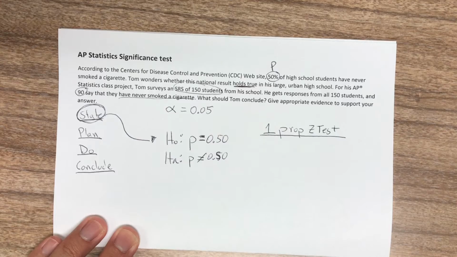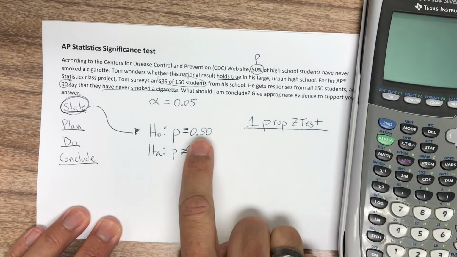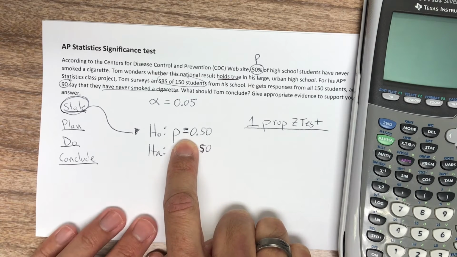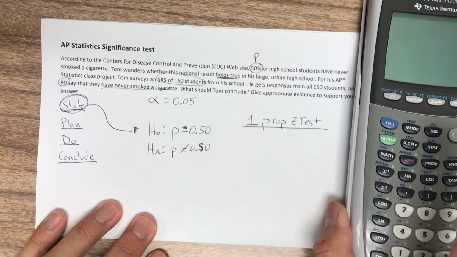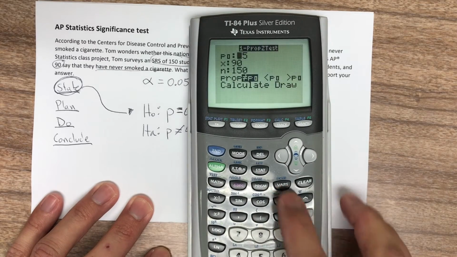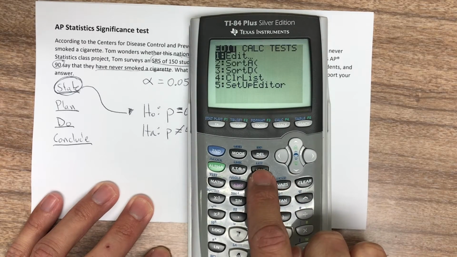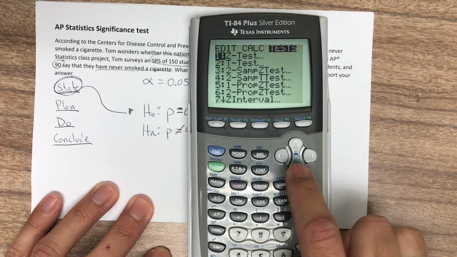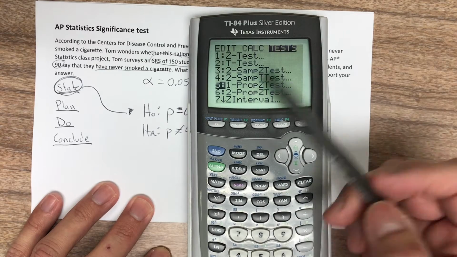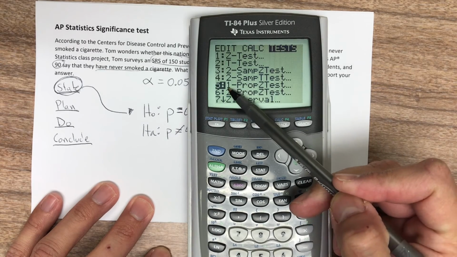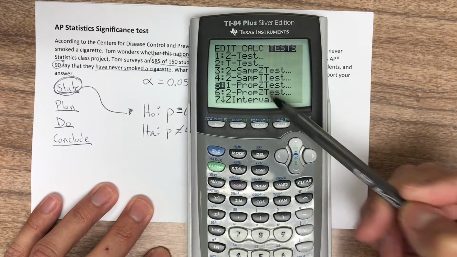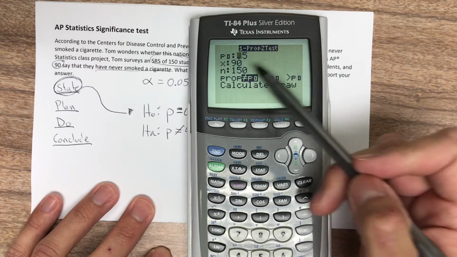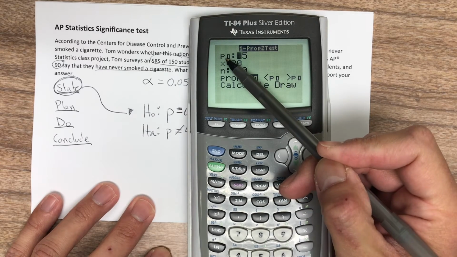Now, to do the work in the calculator, we're going to need this number. So keep in mind what the claim is. The claim is that 50% of high school students have never smoked. When you go to the calculator, you go to the stats button right here, go to the tests tab, and choose the 1-proportion z test. That's what we're doing, where we have one survey proportion. So you choose that one, and they do ask for p sub 0, which is the claim.